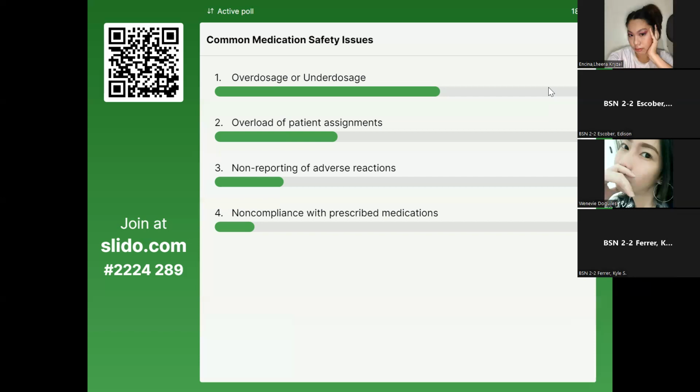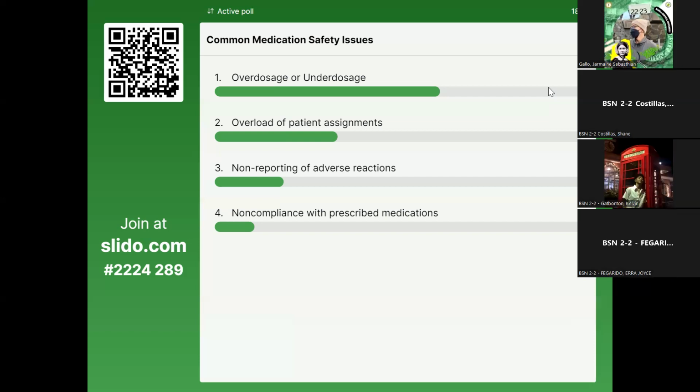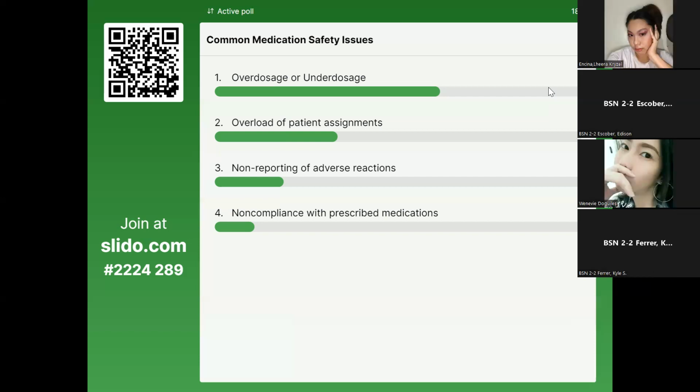So I will ask two more before we proceed with our lesson for tonight. How about Edison? Edison, are you having good connectivity, o ang lungkot naman?